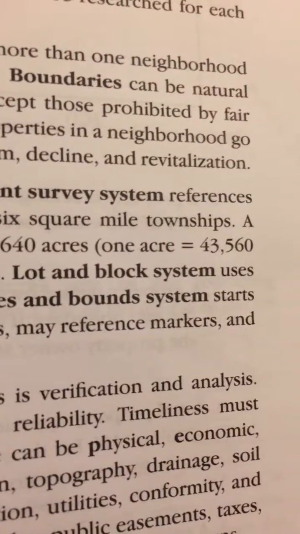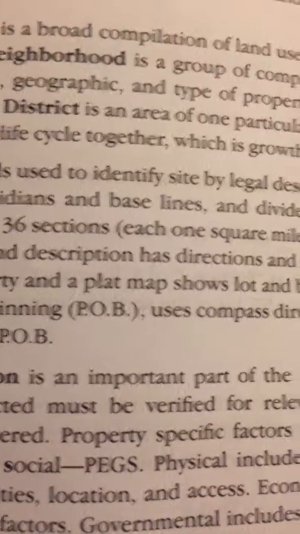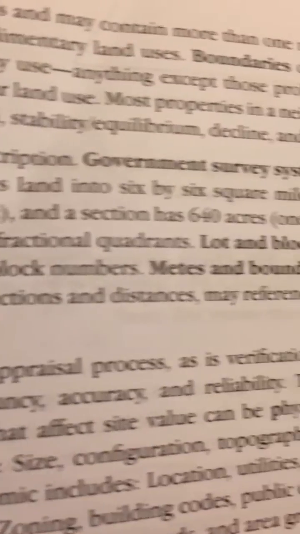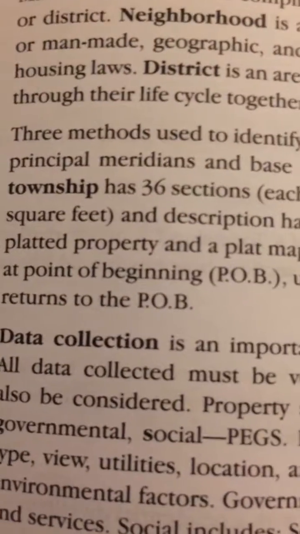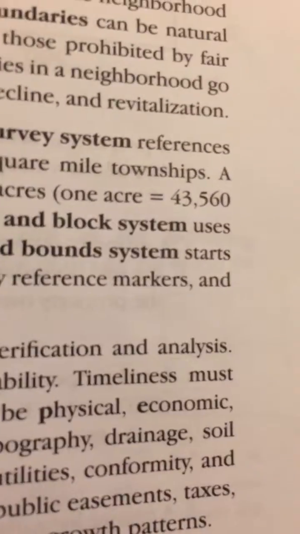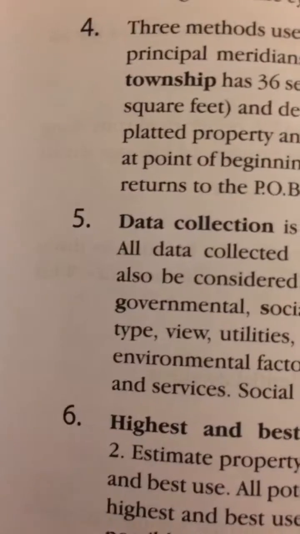Lot and block system uses platted property, and a plat map shows lot and block numbers. Metes and bounds system starts at a point of beginning, POB, uses compass directions and distances, may reference markers, and returns to the point of beginning.